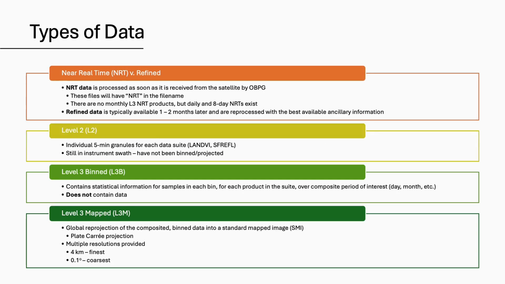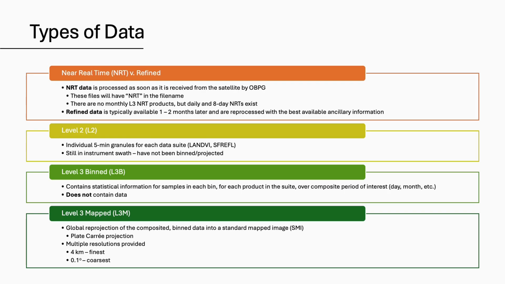To begin, here are some terms we use quite often when talking about the data that some of you might not be familiar with, so I'll go over them to get us all on the same page. These slides say a little more than I'm going to say in words, but I'll just go over the basics. First is near real-time, or NRT data, which is the data that comes from the satellite and is processed as soon as the system can get to it. This is in contrast to refined data, which is data that is reprocessed with the best available ancillary information. The refined files are typically available about 1 to 2 months after the corresponding NRT data is released, just due to the availability of that ancillary information.